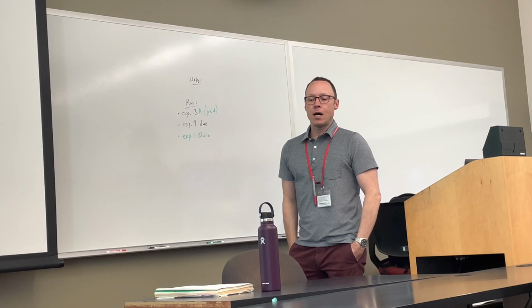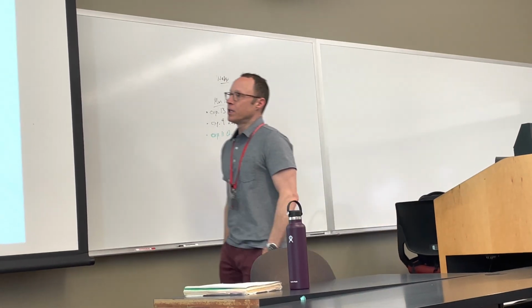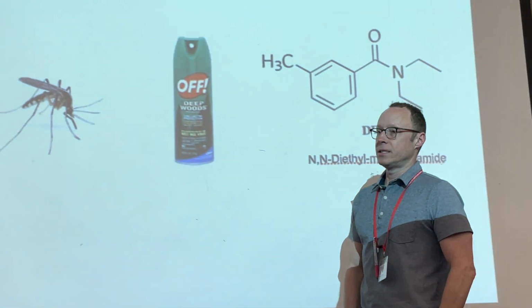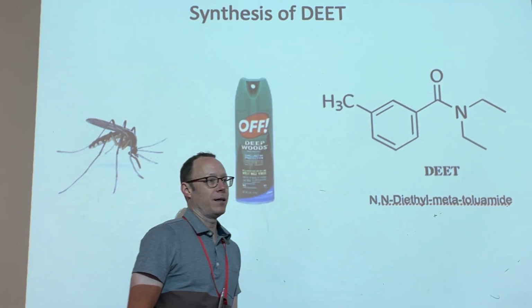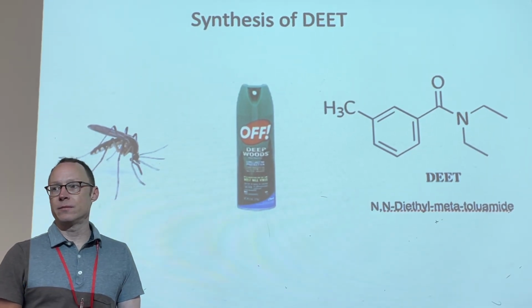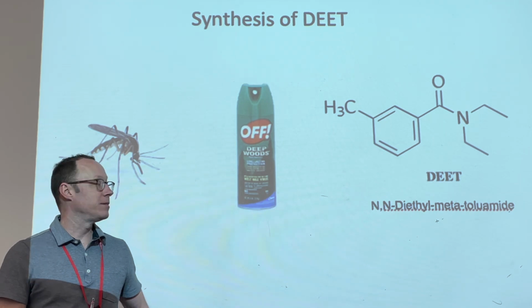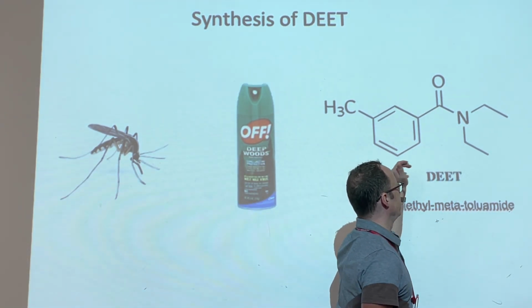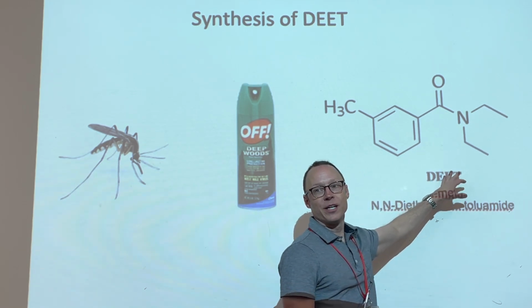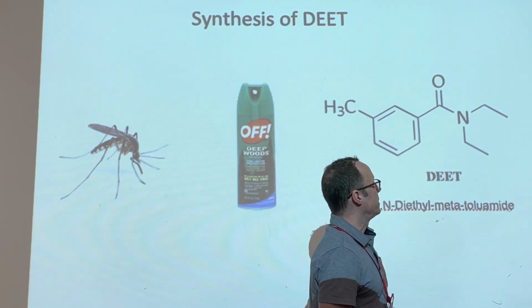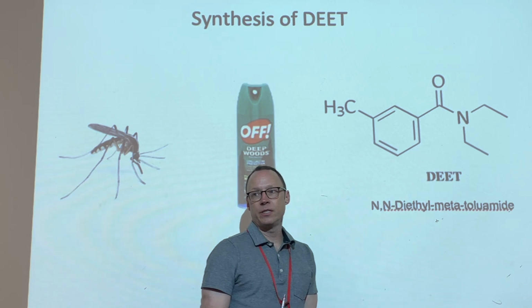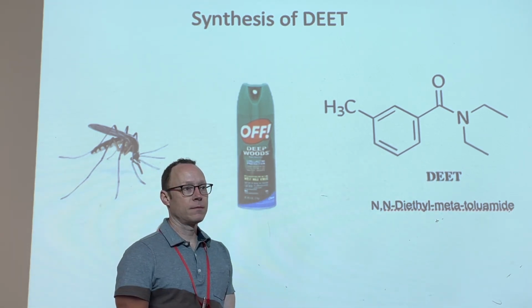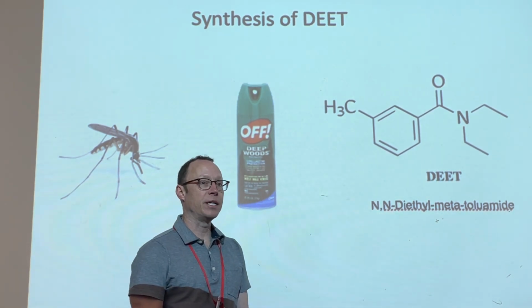Then what we're going to do today is try to make DEET. DEET is the active ingredient in a lot of the insect repellents, most notably the OFF type products. If you take a look at DEET, you can see that it is actually an amide. And what kind of amide is it? Is it a primary, secondary, or tertiary? Yeah, it's a tertiary amide.